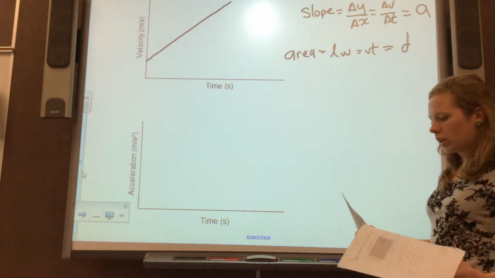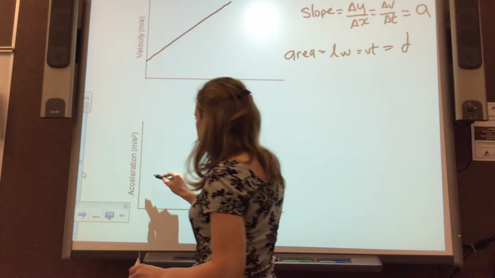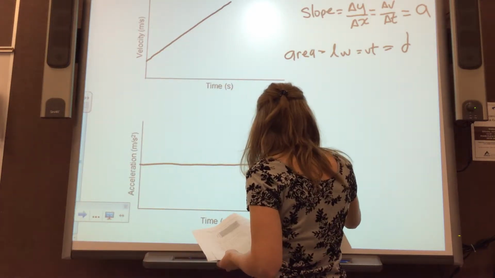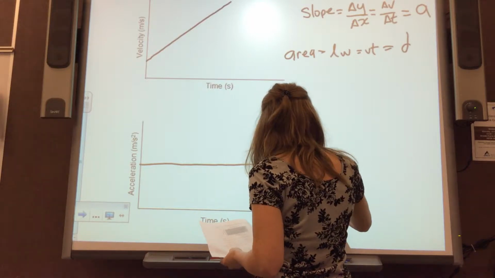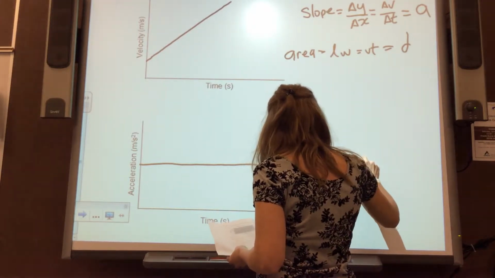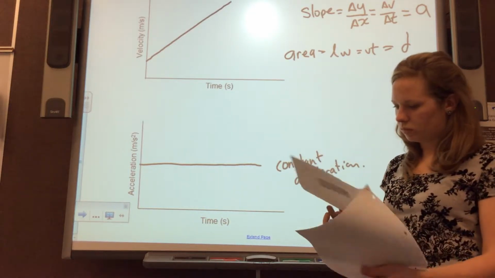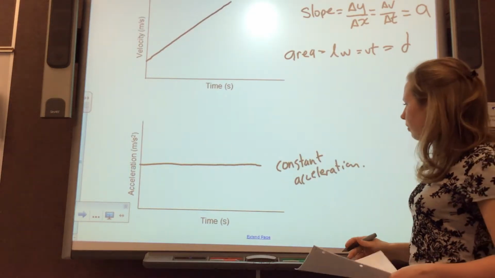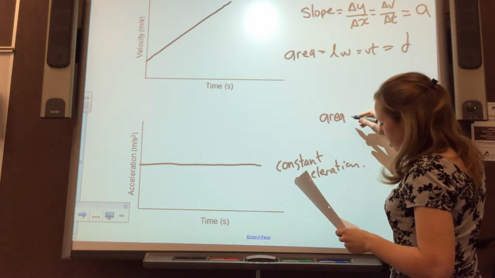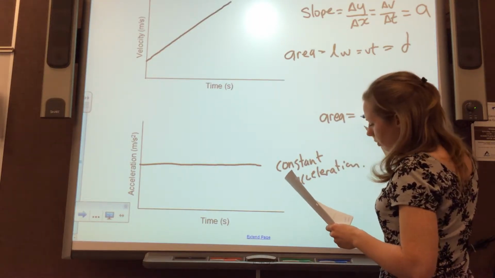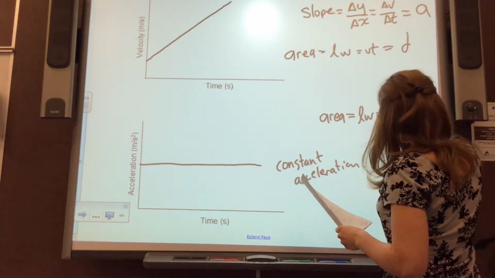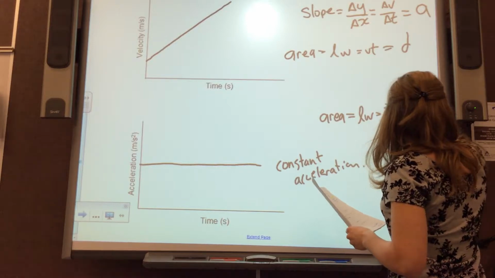And we could also look at acceleration. If we had constant acceleration, it would just be a straight line. If we were to find the area of an acceleration time graph, it would be length times width equals a times t. That's equal to my velocity.